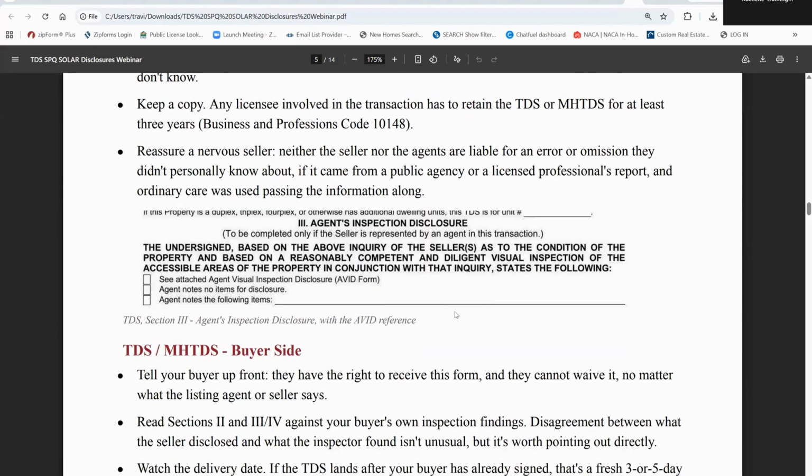Any licensee involved in the transaction has to retain the TDS or the mobile home TDS for at least 3 years. That applies to all your file documents. That's 3 years. Reassure a nervous seller. Neither the seller nor the agents are liable for an error or omission they didn't personally know about, if it came from a public agency or a licensed professional's report, and ordinary care was used passing the information along.